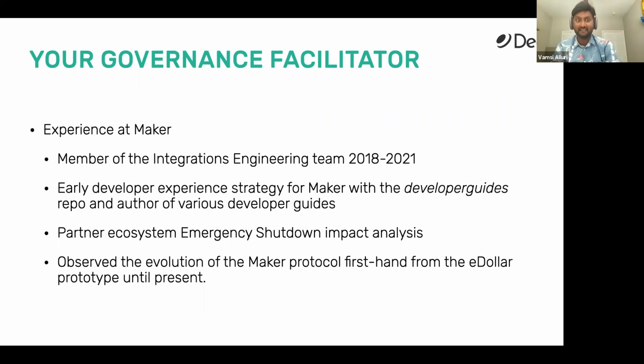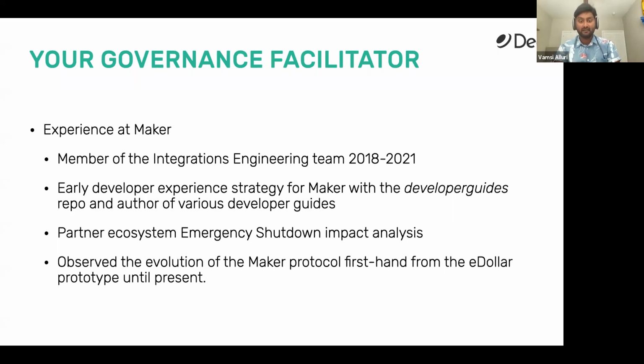Things like, I started the developer guides repo, wrote various intro level developer guides to explain all the complex jargon on the Maker side, and then simplifying it, and then helping developers understand Maker better and expand the ideas on what they can achieve with the Maker protocol.